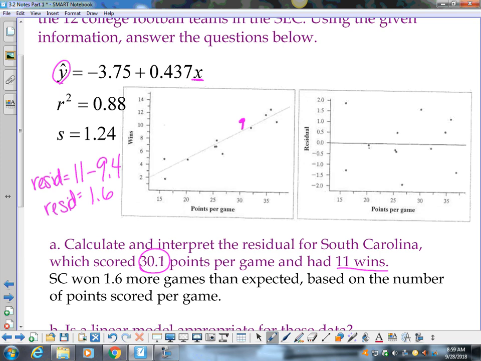So South Carolina won 1.6 more games than expected, but this is the important part: based on the number of points scored per game, because this is what they were predicted to do based on the points. Now, there could be other confounding factors. The team they played could have lost their star quarterback, or a star defensive player could have been injured, whatever. There are other confounding factors. So that's why "based on the number of points scored per game" is so important.